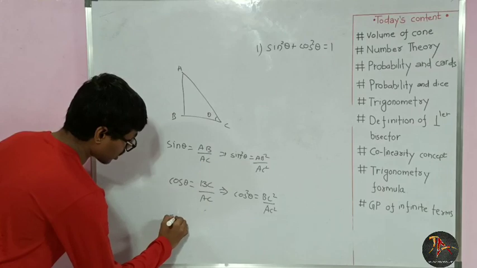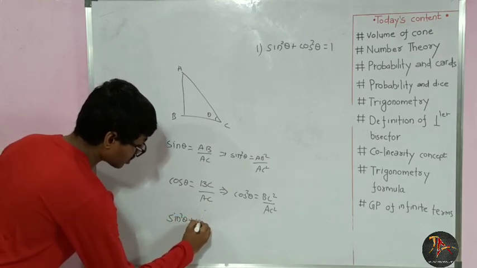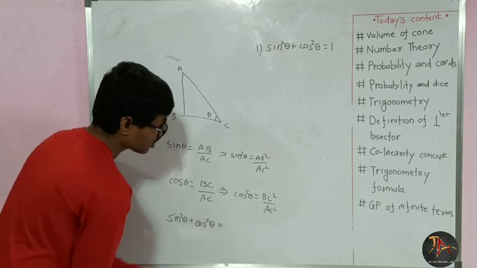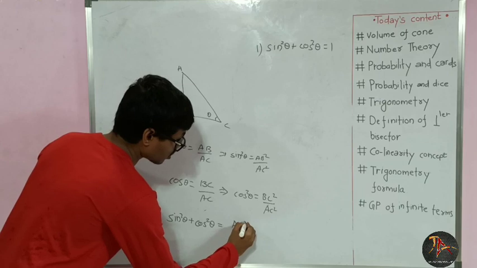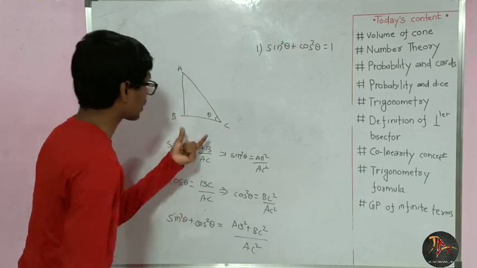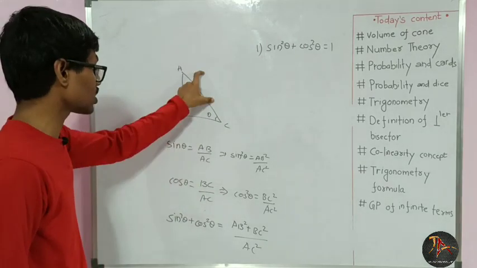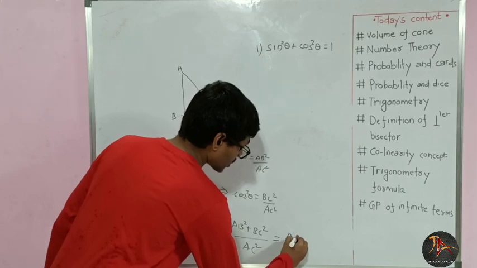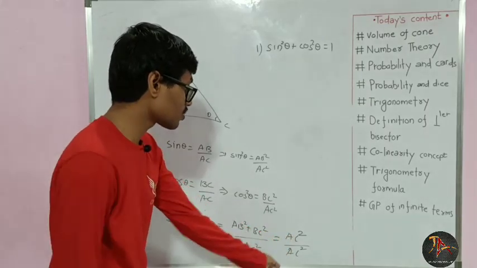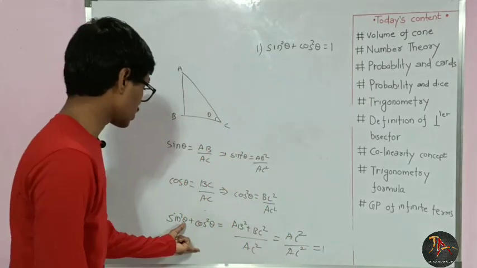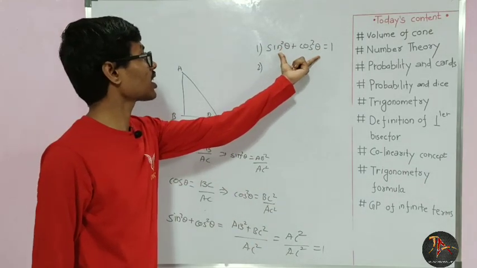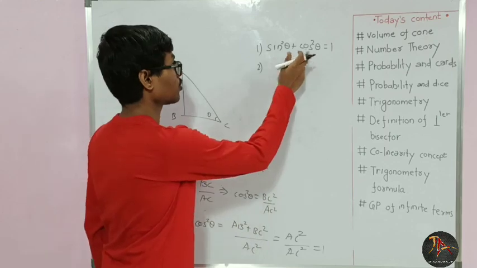If I add sin square theta plus cos square theta, then I will get AB square plus BC square divided by AC square. Now by Pythagoras theorem, AB square plus BC square is nothing but AC square. So if I replace the numerator by AC square, then I will get AC square divided by AC square, which is 1. So sin square theta plus cos square theta is 1. In many competitive exams, they will ask questions directly from this formula.